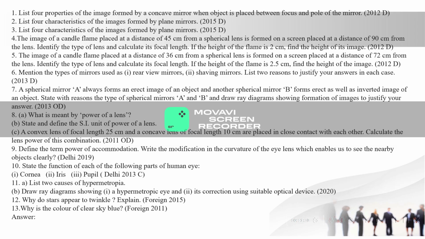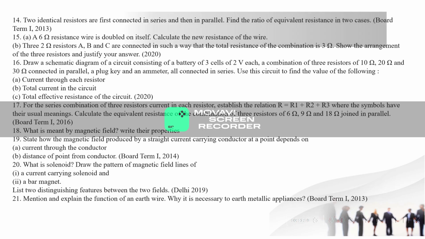Why do stars twinkle? You have to talk about that the refractive index of the atmosphere keeps on changing, the atmospheric conditions keep on changing. So the light which is coming to our eyes, the star sometimes appears brighter, sometimes fainter, so it gives a twinkling effect. Why is the color of the sky blue? So Rayleigh effect you have to talk about here, the scattering of light. All these questions are very important from the examination point of view.